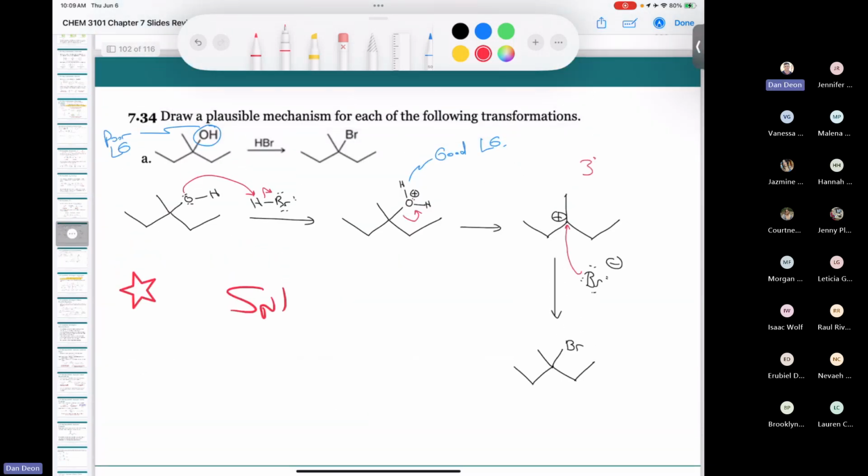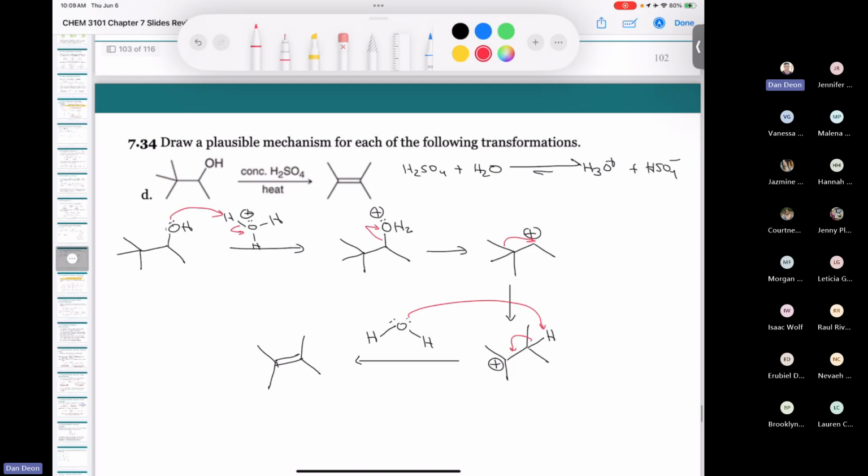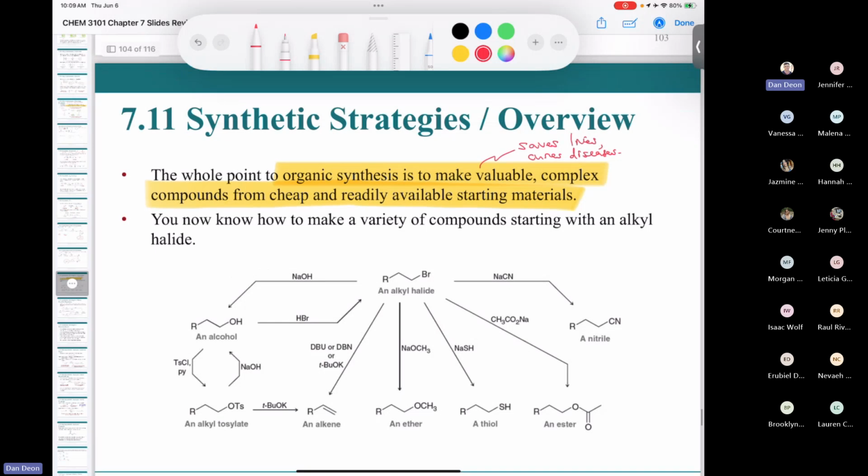So the final product for the first one was this compound, and the final product for this one is this one. Does that make sense? Good. So that's why a good organic chemist has to know a lot of reactions.